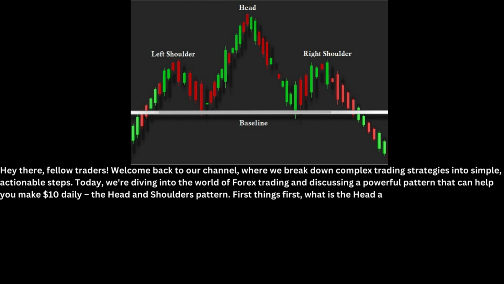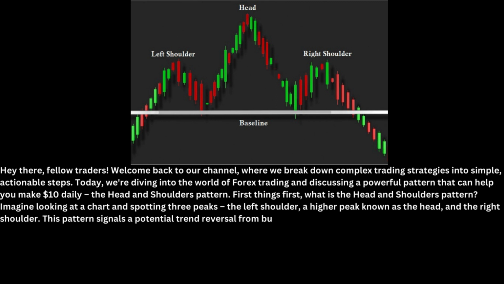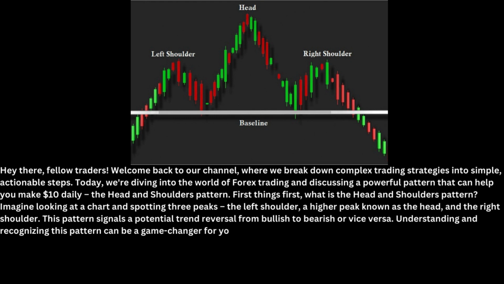First things first, what is the head and shoulders pattern? Imagine looking at a chart and spotting three peaks. The left shoulder, a higher peak known as the head, and the right shoulder. This pattern signals a potential trend reversal from bullish to bearish or vice versa. Understanding and recognizing this pattern can be a game changer for your daily trading.